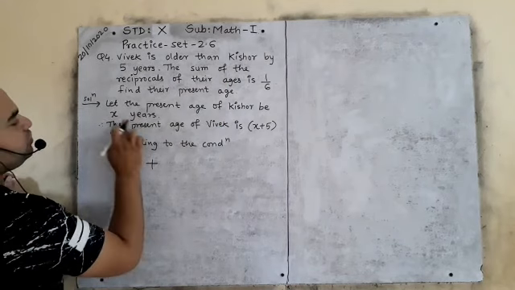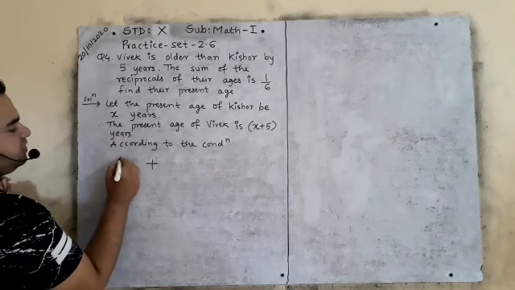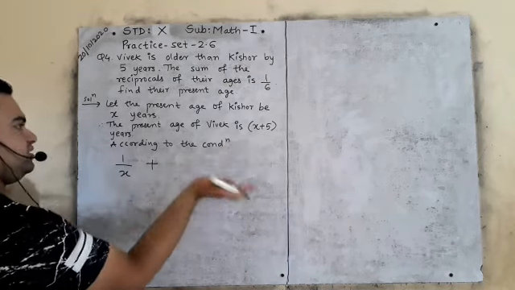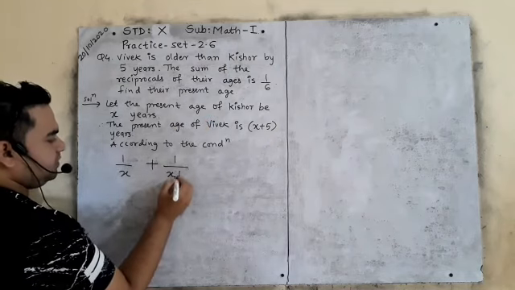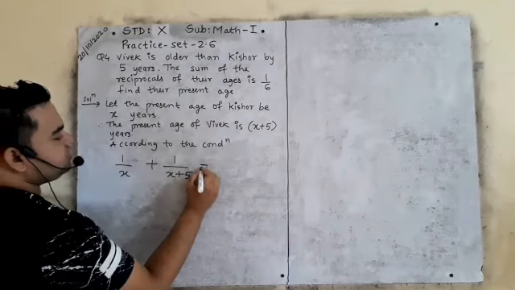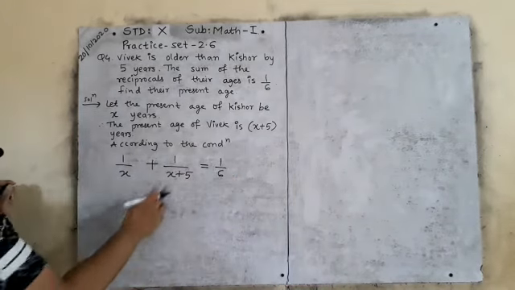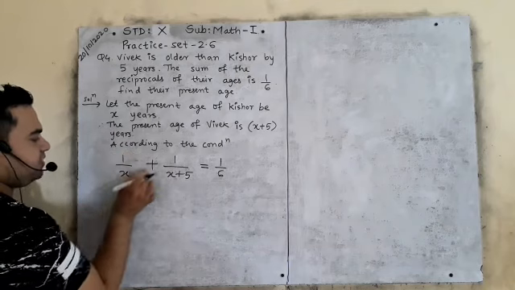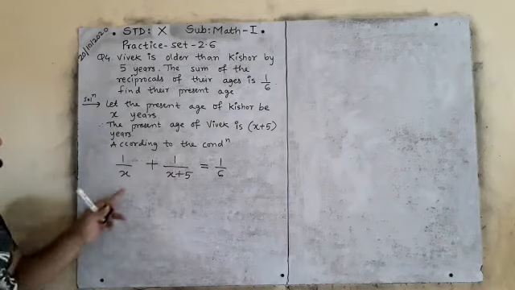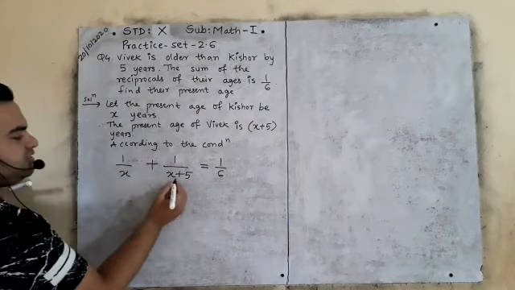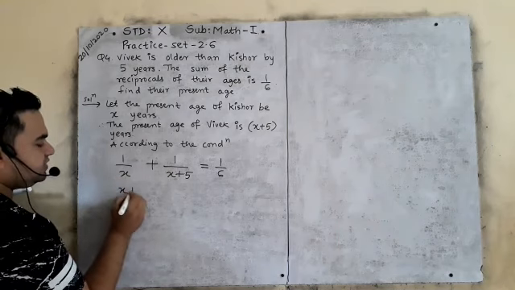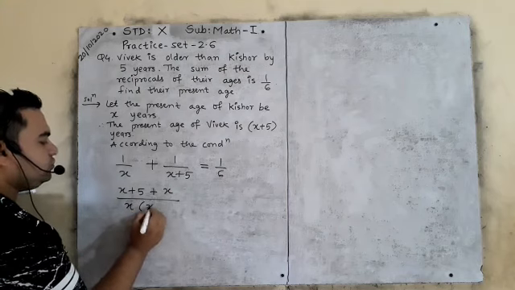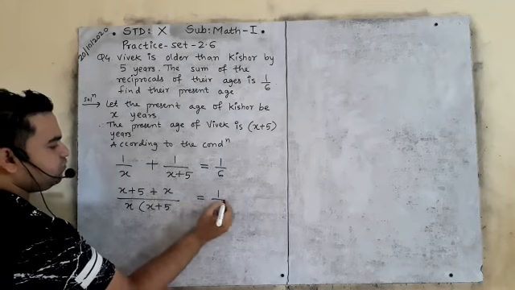What was the age of Kishore? x. The reciprocal of Kishore's age will be 1 upon x. What was the age of Vivek? x plus 5. So the reciprocal will be 1 upon x plus 5, is equal to 1 upon 6. Now here you will do the addition: x plus 5 plus x upon x into x plus 5 is equal to 1 upon 6.